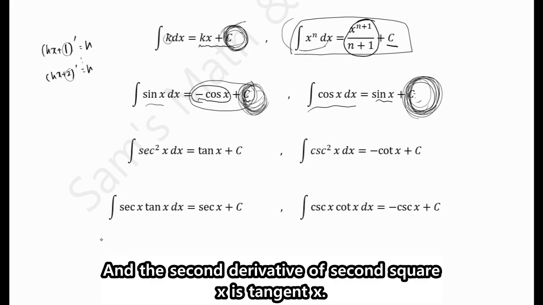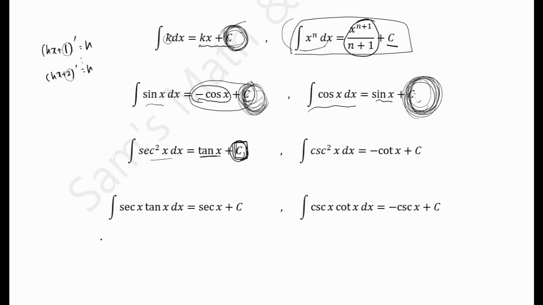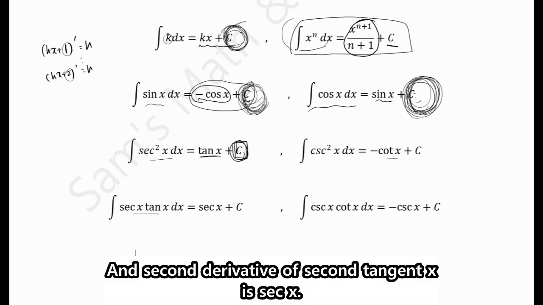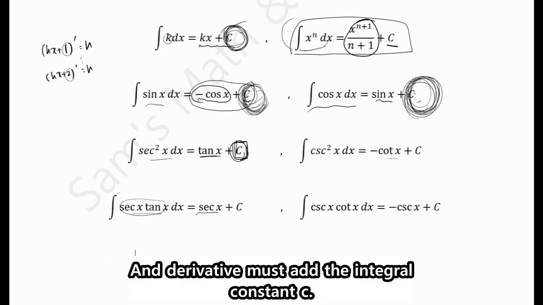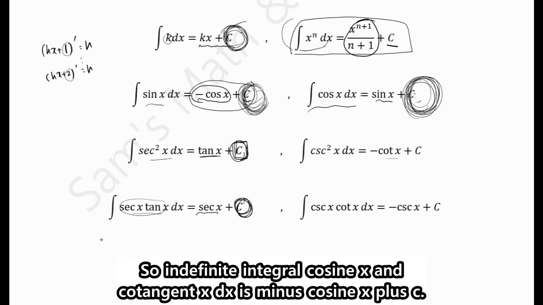And the antiderivative of secant square x is tangent x, and we have to add the integral constant C always. And cosecant square x gives minus cotangent x, and the antiderivative of sec x tangent x is sec x, and we must add the integral constant C. So the integral of cosec x cotangent x dx is minus cosec x plus C.